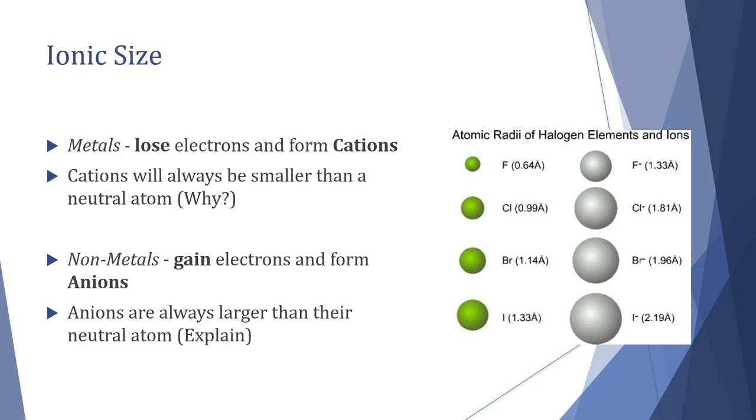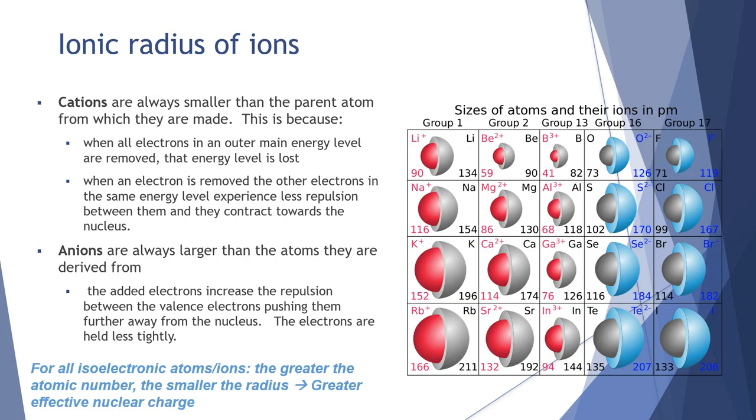nucleus. In the case of forming anions, we are not increasing the number of protons, but we are increasing the number of electrons. That causes the electron cloud to swell a bit due to the increased repulsion within that one shell, and there is no increase in the effective nuclear charge to counteract that. So we see an increased size in anions from their neutral atom. The added electrons increase the repulsion between valence electrons.